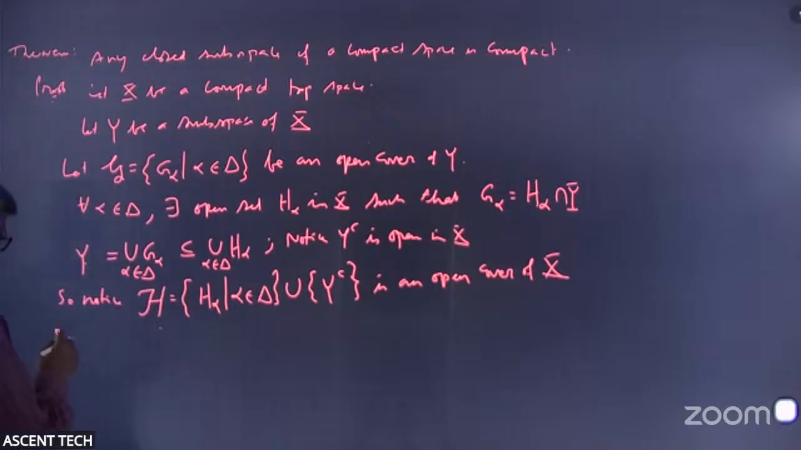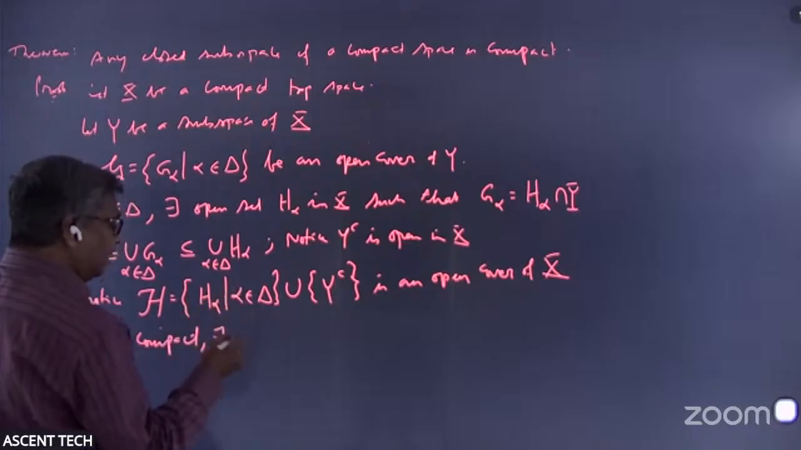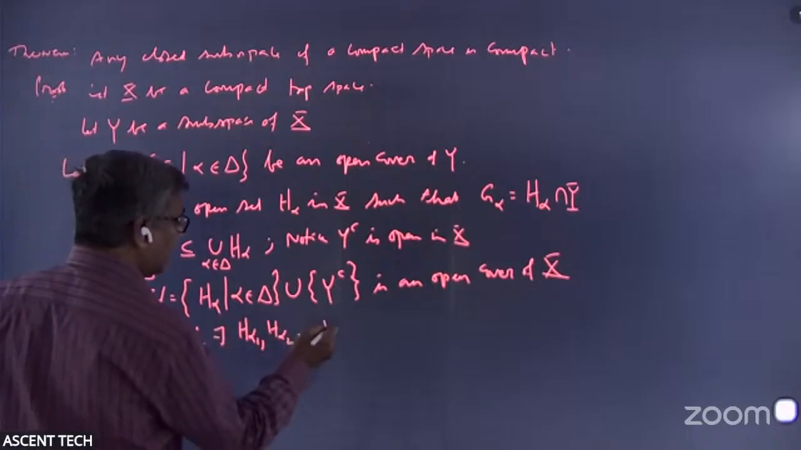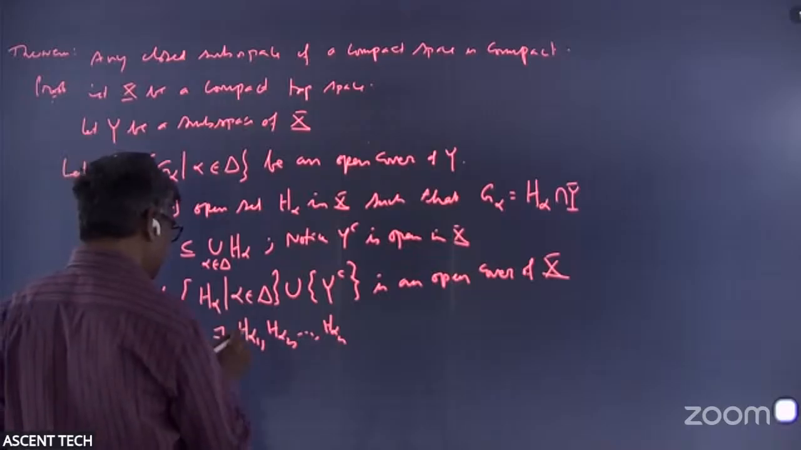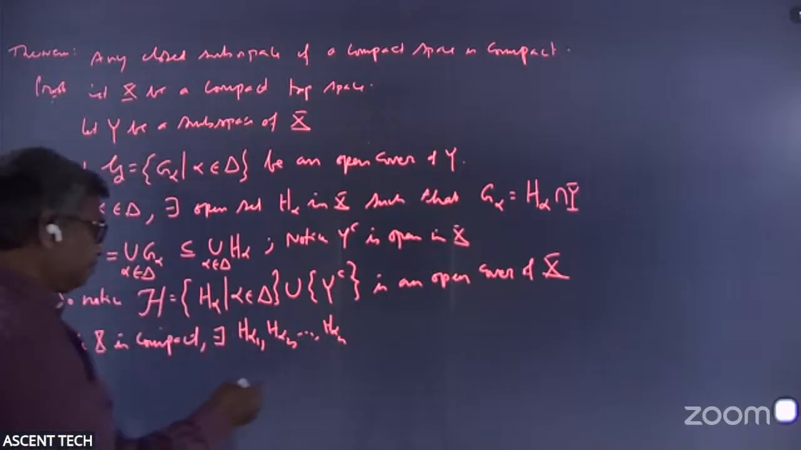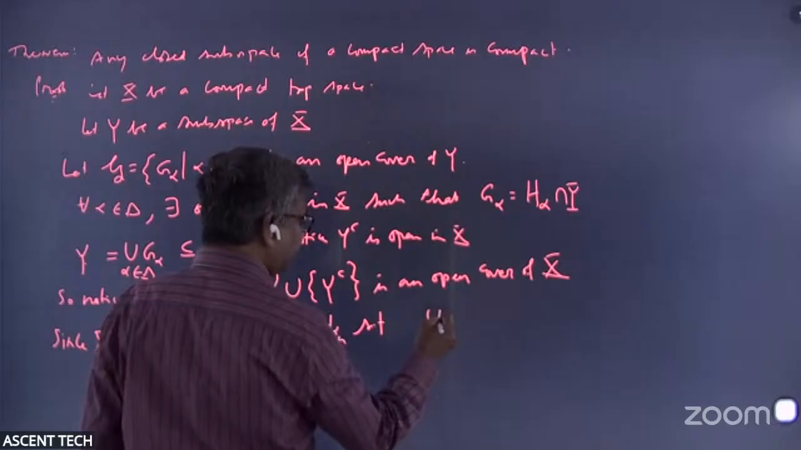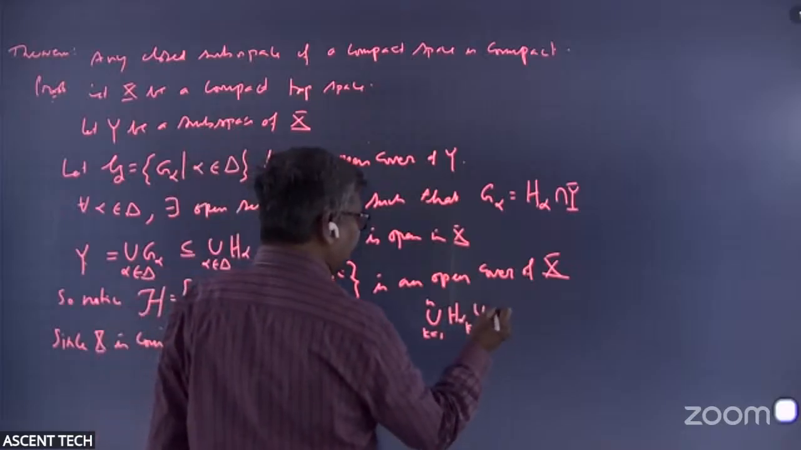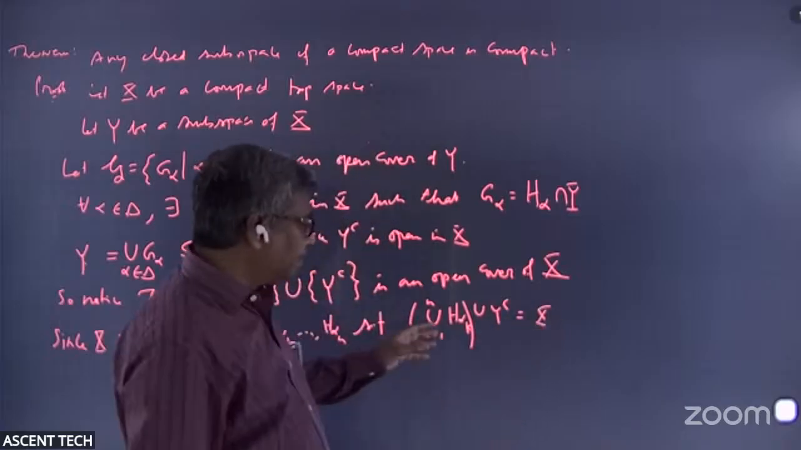Since X is compact, there exists finitely many H alpha 1, H alpha 2, up to H alpha n, a finite subcover, such that the union of H alpha k, k equal to 1 to n, and maybe I need Y complement, I don't know, union Y complement is X. If these themselves cover X, I'm happy.